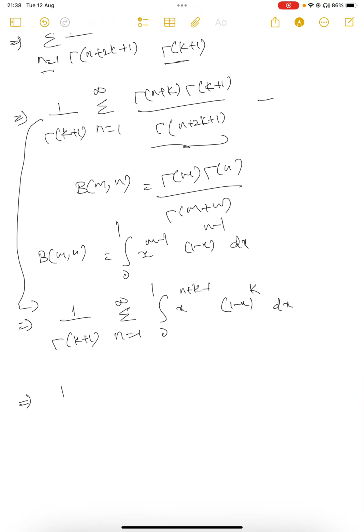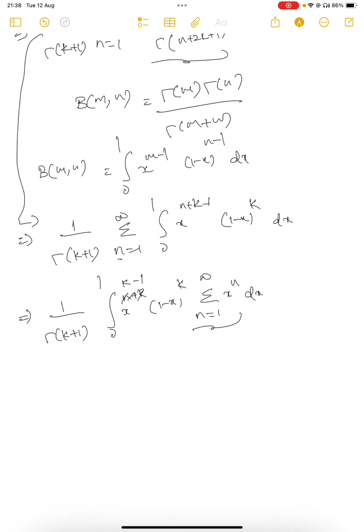Let's do one thing. 1 by gamma of k plus 1, right? And integral 0 to 1. As you can see, the summation is only for n, right? Separate the n part from the x part, which is x power n plus k minus 1, 1 minus x whole power k, summation n equal to 1 to infinity x power n, dx. Sorry, if you are substituting n, it will be x power k minus 1 times x power n.